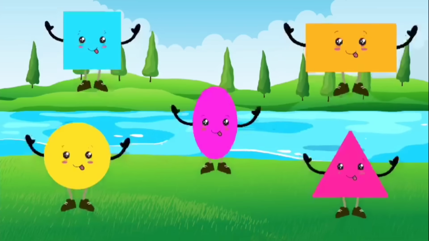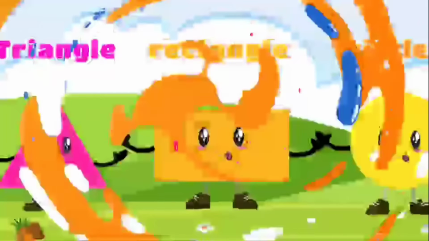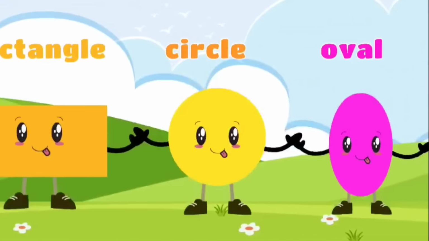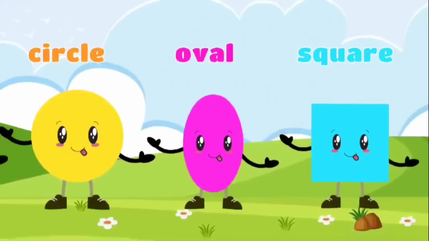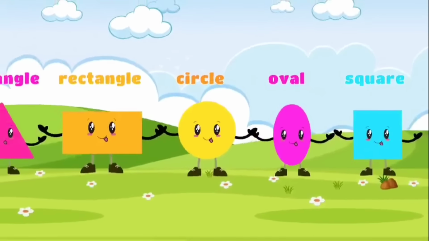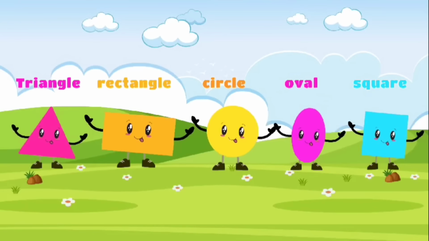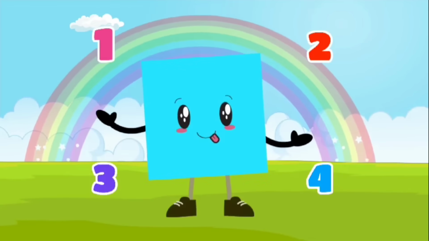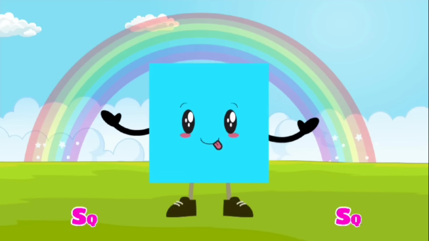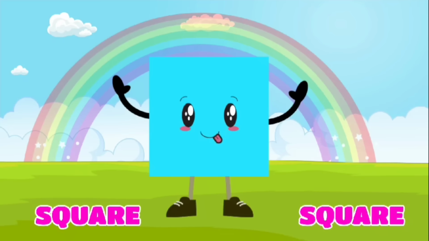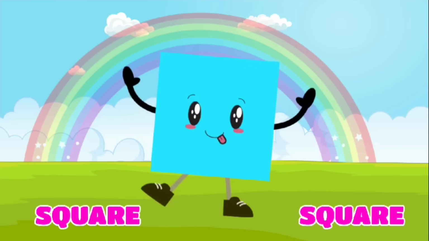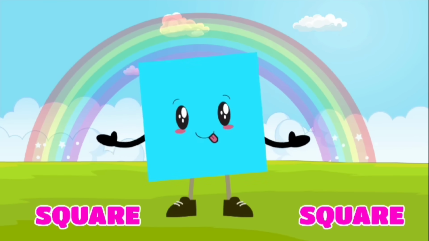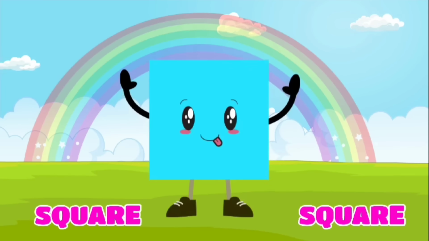Triangle, rectangle, circle, oval, square. I'm a four-sided square, shaped like a box. Shaped like a box. I'm a four-sided square, and all four sides are the same.